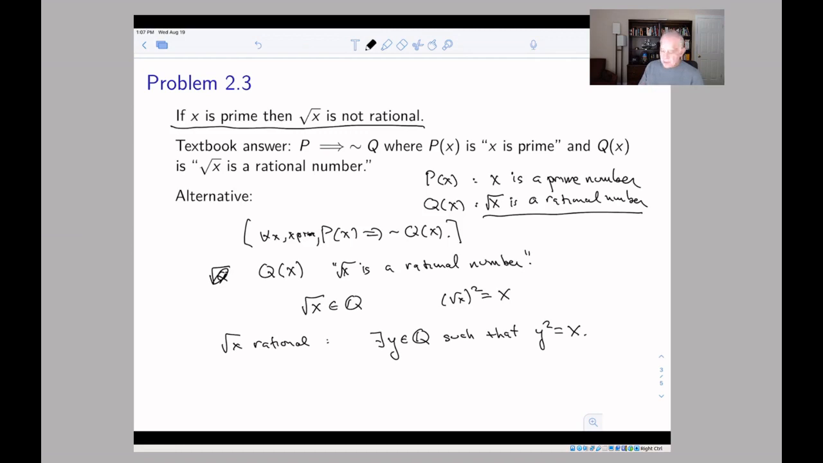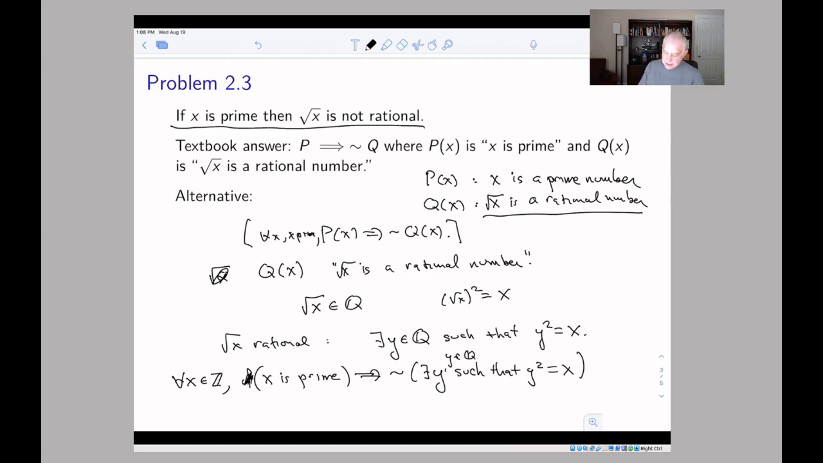And if you think back to the examples where the question of the truth or falsehood depends a lot on the set that you put here, this is a case where if you replaced Q by R, it would be true for any positive integer. Primes are positive. They're going to have a square root in the real numbers, but not in the rational numbers. So I think maybe a better way to write this would be for all x in Z, x is prime implies there does not exist y such that y squared equals x. And here I need to be careful, y is in Q.